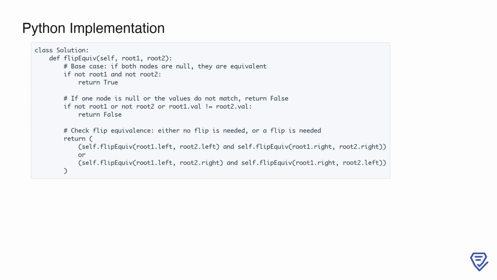Complexity. Time complexity: O(min(n1, n2)), where n1 and n2 are the number of nodes in the two trees. Each node is visited once. Space complexity: O(h), where h is the height of the tree, due to the recursive call stack. This solution is efficient and directly addresses the problem requirements.